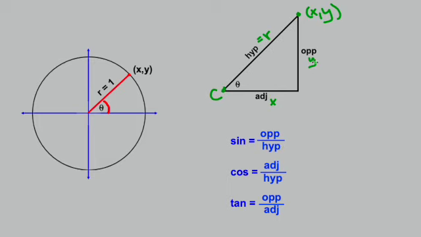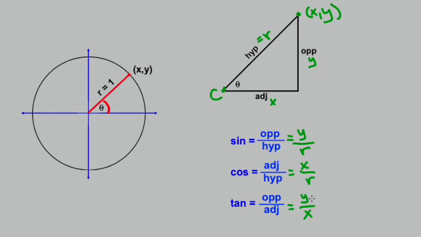Opposite is no longer opposite, it's now going to be y. And also hypotenuse is no longer hypotenuse, it's now r. Same thing for cosine. It was adjacent over hypotenuse, but now it's going to be x over r. And then finally, we have tangent, which would be opposite over adjacent. Well, opposite is y, adjacent is x, so that's going to be y over x.